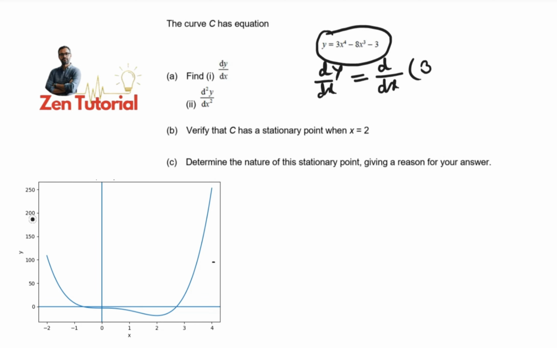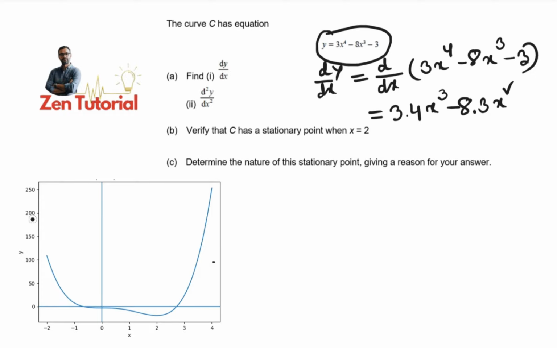So it will be 3x to the power 4 minus 8x cube minus 3. So it will be 4x cube minus 8 or 3x squared minus 0. So it will be 12x cube minus 24x squared, right? This is very basic differentiation of any equation or any function. Now this is number 1, I mean a of Roman 1, and now we have to do Roman number 2.